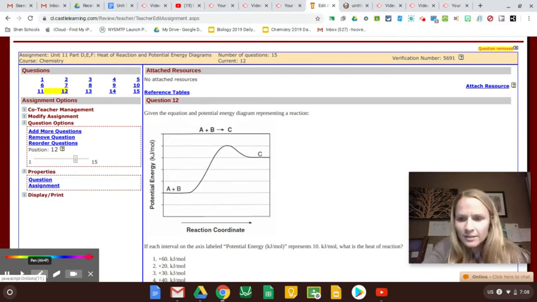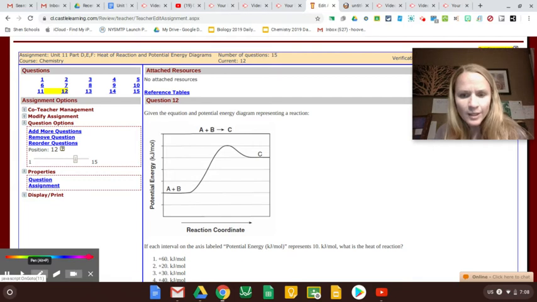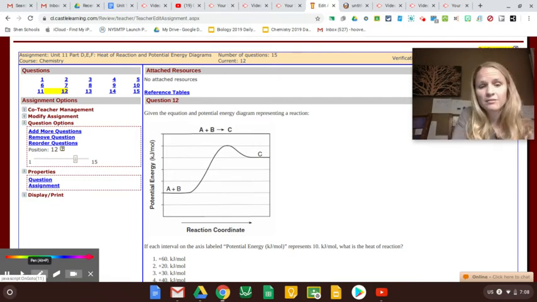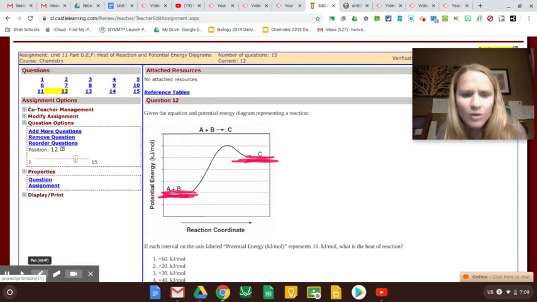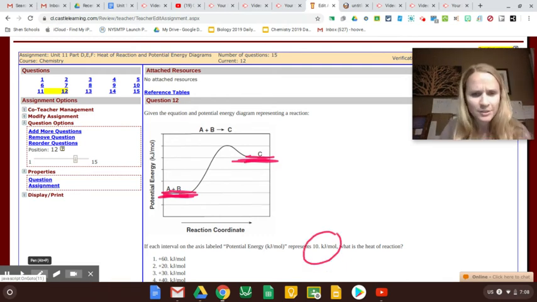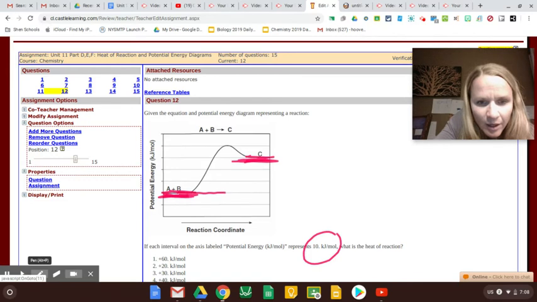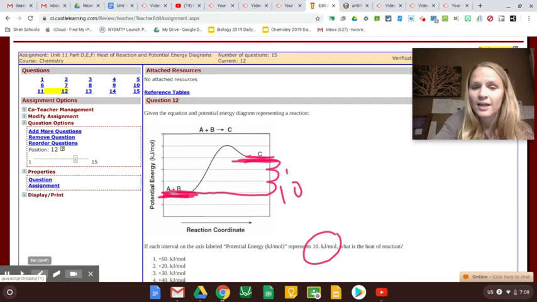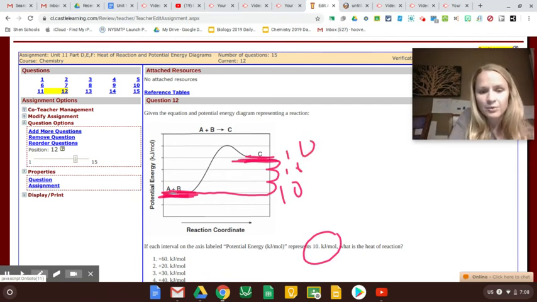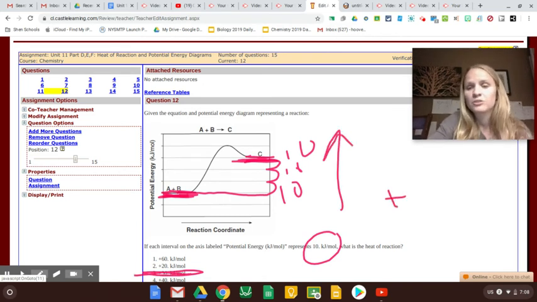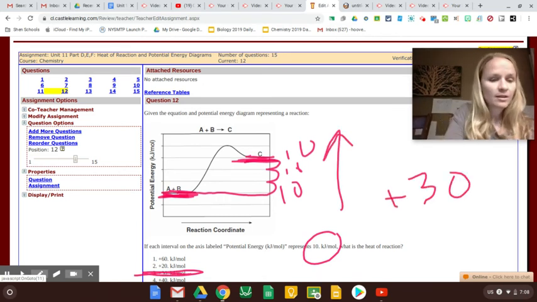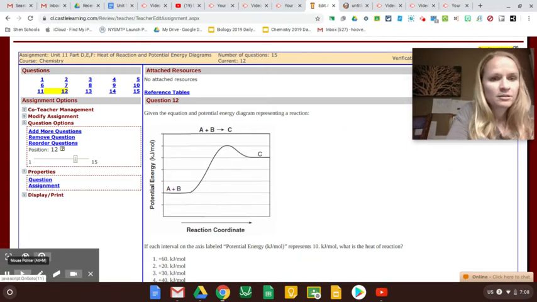This one says, let me move myself out of the way. What is the heat of the reaction? So remember, heat of reaction is their favorite thing to ask on here. It's the difference between where you started and where you ended up. So they said, each interval represents 10 kilojoules. I was like, where are the numbers? So I went up 1, 2, 3 units from where I started. Each one was worth 10. So it looks like I went up by 30 kilojoules. So my answer is plus 30 kilojoules. All right, on to the next.